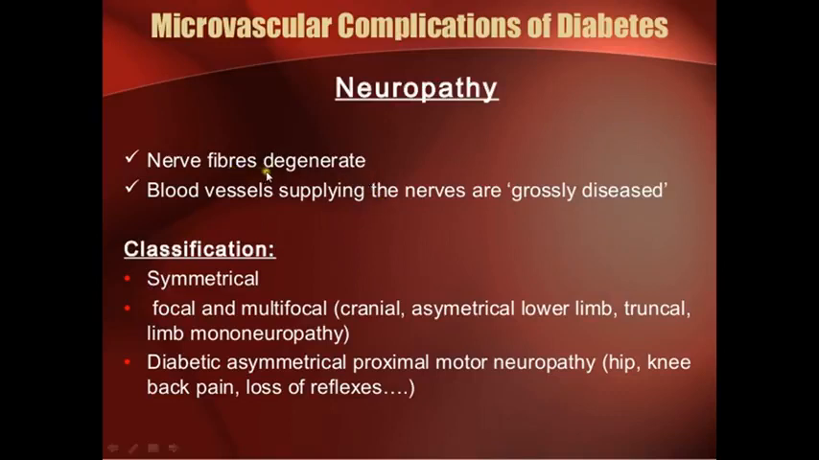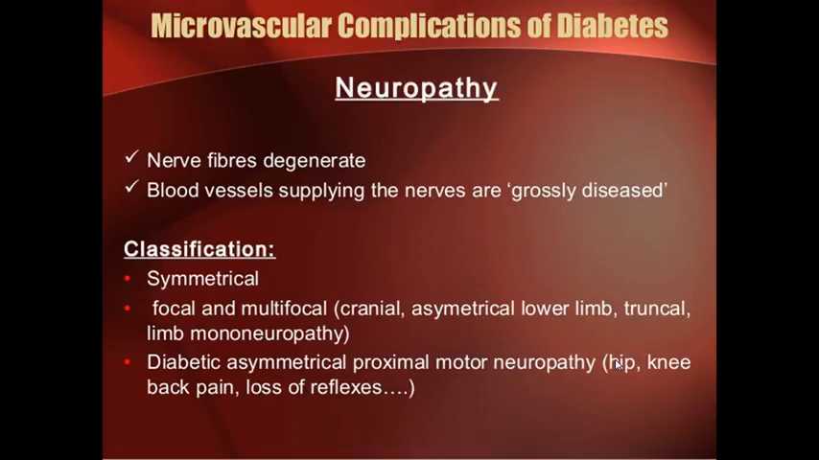Coming to neuropathy, nerve fibers degenerate and the blood vessels supplying the nerves are grossly diseased. They are classified as symmetrical, focal and multifocal, cranial, asymmetrical, lower limb, truncal, and limb mononeuropathies, and diabetic asymmetrical proximal motor neuropathy, with hip, knee, back pain and loss of reflexes. There is also another classification, autonomic neuropathy. It can be sensory neuropathy, motor neuropathy, or mononeuritis multiplex. These are the various ways it can occur.